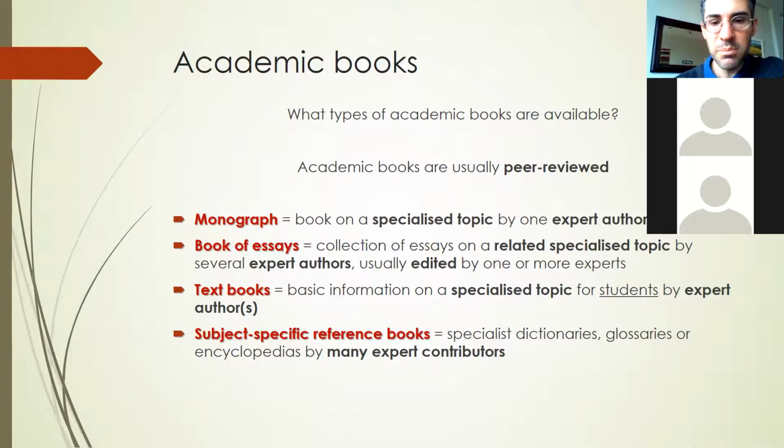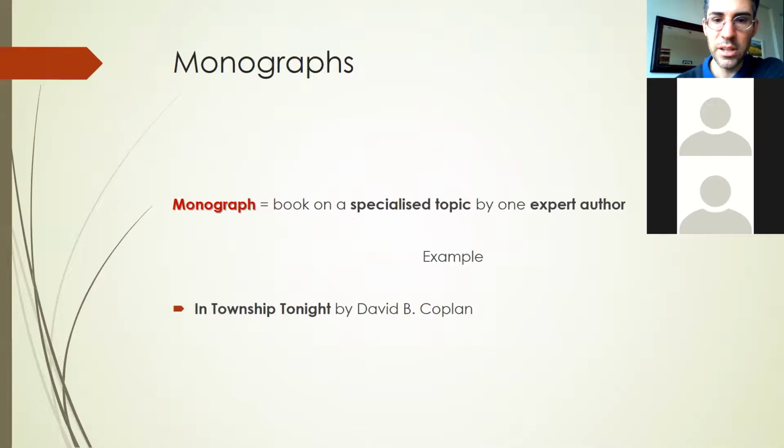And then you get subject-specific reference books. Now, reference books are things like encyclopedias or dictionaries, that kind of thing, where they give you information about the words that are used in that particular subject, or about the concepts that you would encounter in that particular subject. So let's look at these a little bit more carefully so I can give you some examples.